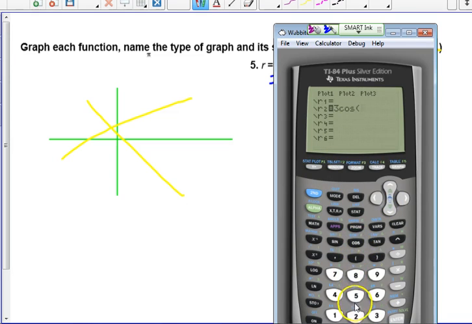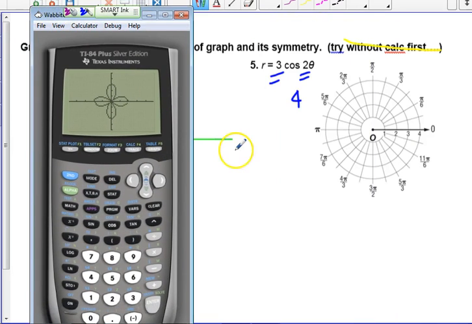Three cosine. What did it have there? 2 theta? Because I covered it up. Okay, 2 theta. All right. We good? 3 units out would be to here, to here, to here. Okay. Oh my goodness, I don't know what that is.